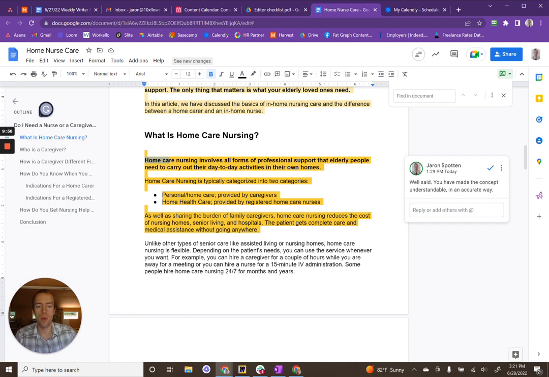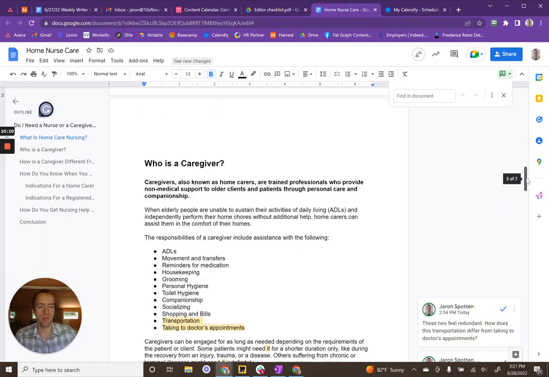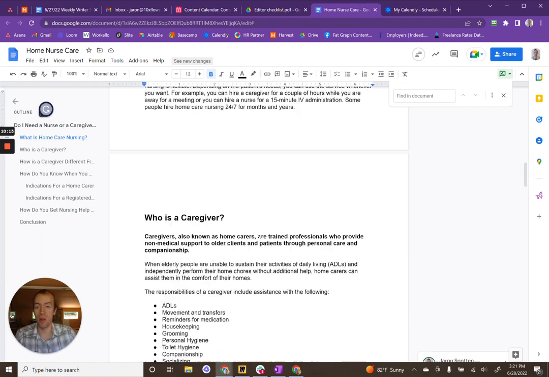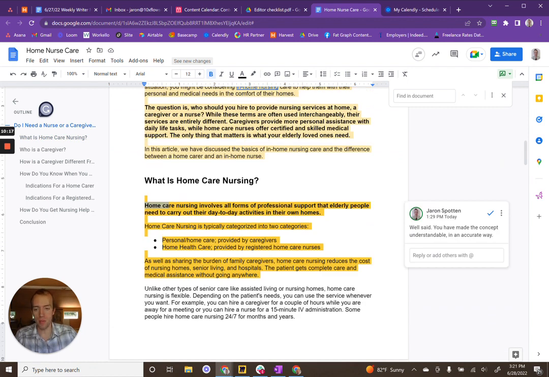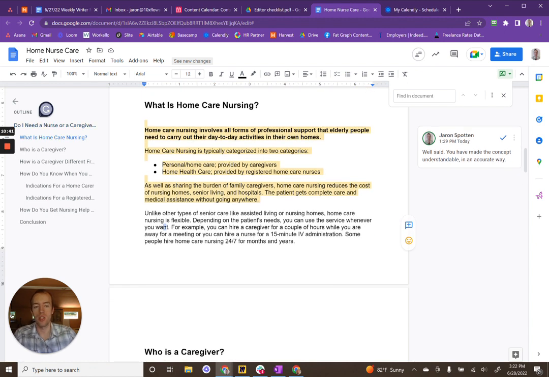Home nurse care involves all the forms of professional support that elderly people need to carry out their day-to-day activities in their own homes. And a lot of times it does help to read out loud certain sections. If you have enough time, read out loud the whole article. Unlike other types of senior care, like assisted living or nursing homes, home care nursing is flexible. Depending on the patient's needs, you can use the service whenever you want. For example, you can hire a caregiver for a couple of hours while you are away for a meeting, or you can hire a nurse for a 15-minute IV administration. Some people hire home care nursing 24/7 for months and years.